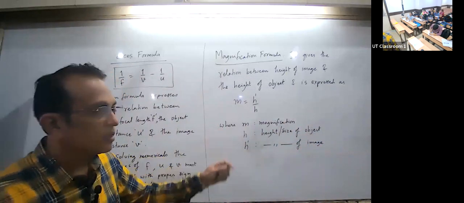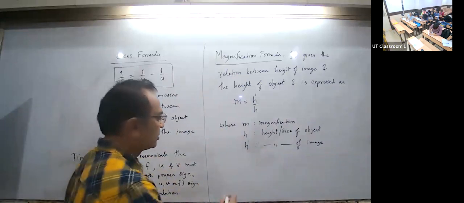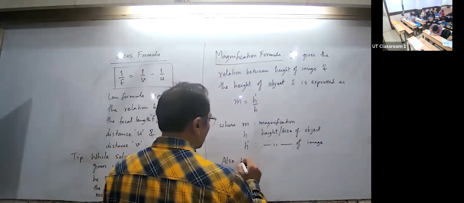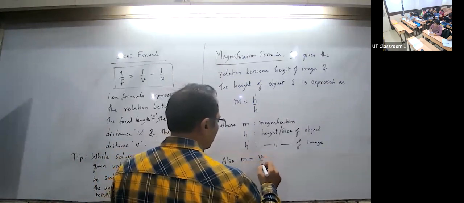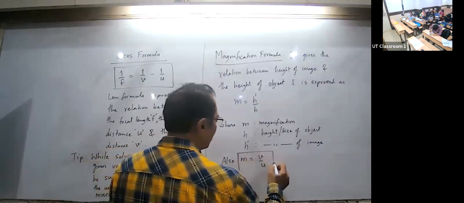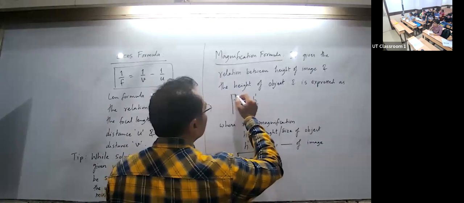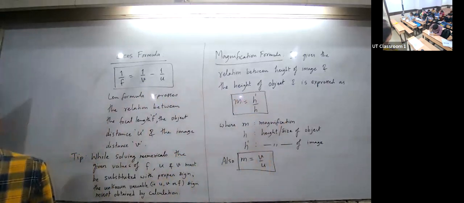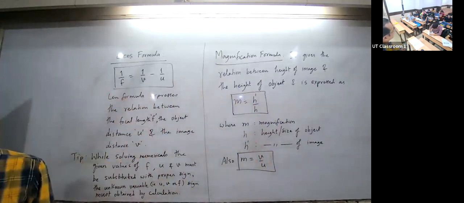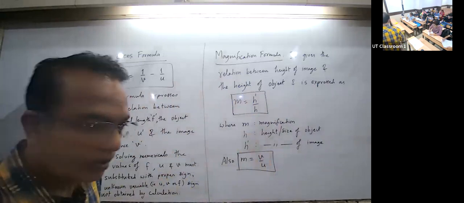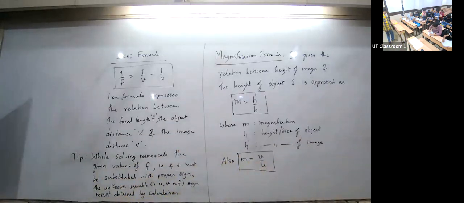So this is same as mirror, but also m is equal to v by u. In case of mirror, it was minus v by u, but in case of lens, it is just v by u. The proof of these formulas is not in scope. You just have to memorize these formulas. In 12th standard, we will see.